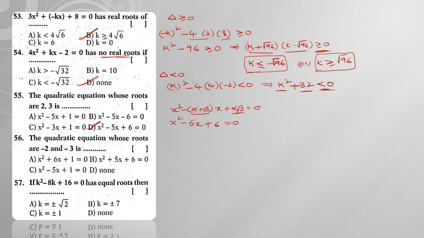Next, the quadratic equation whose roots are minus 2, minus 3. This I can write as x square minus of minus 2 minus 3 is minus 5 into x plus minus 2 into minus 3 is plus 6 is equal to 0. So from this I can write as x square plus 5x plus 6 is equal to 0 as my answer. So from the options, x square plus 5x plus 6 is my answer.